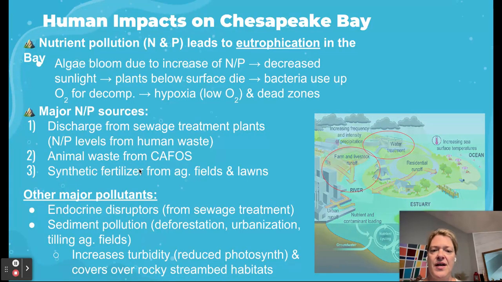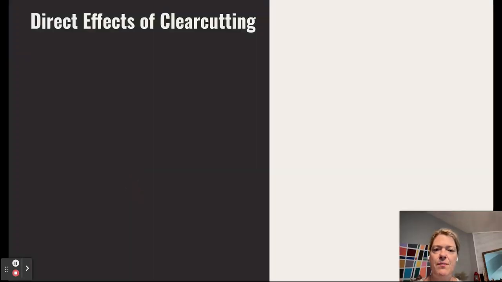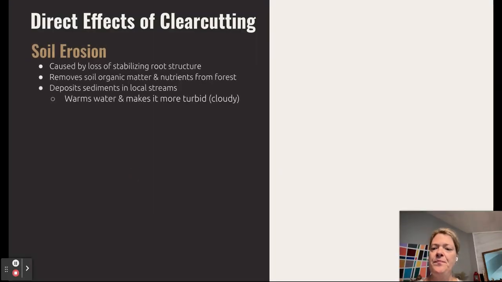So that sediment is a huge problem, and that is a huge problem in the Chesapeake Bay and other watersheds throughout the country. So, direct effects of clear cutting: soil erosion. We've already talked about that. And then warm water, actually, I think we've talked about some of these things before. You do need to know this.